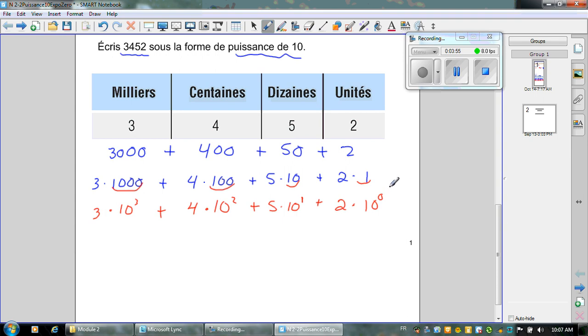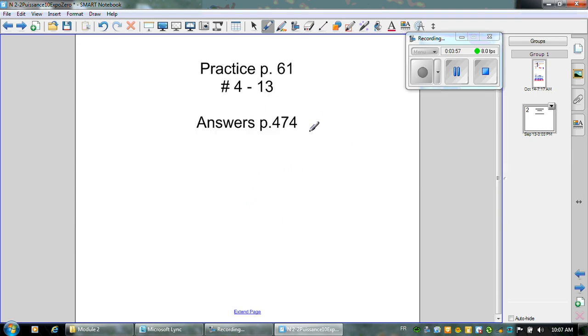Here's your practice. Make sure you check your work behind the book.